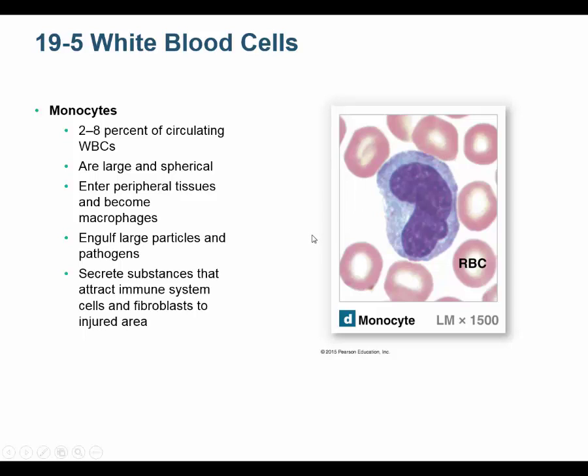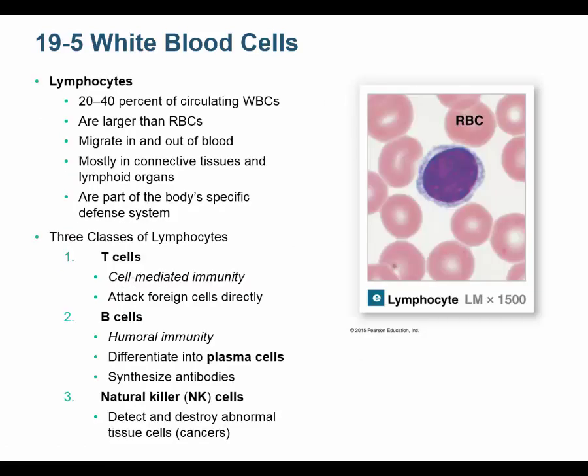Monocytes leave the bloodstream, they diapedese or extravasate very easily, and they're macrophages in the tissues. So they do a lot of phagocytosis.